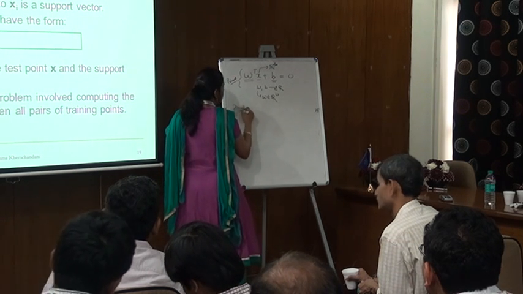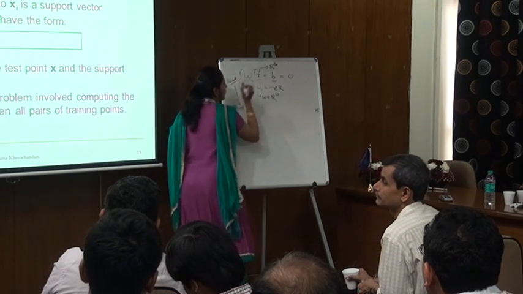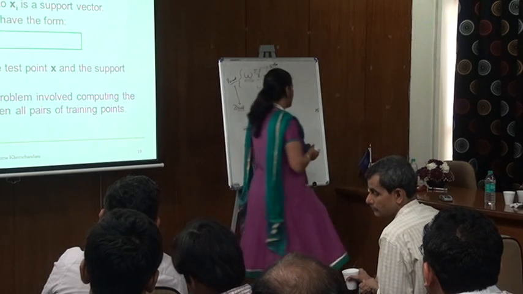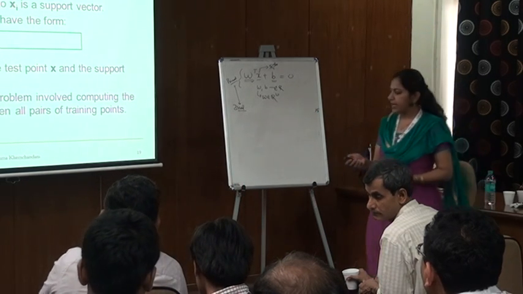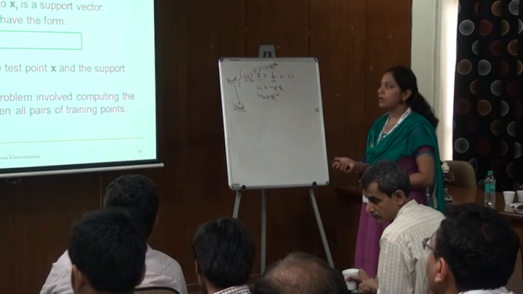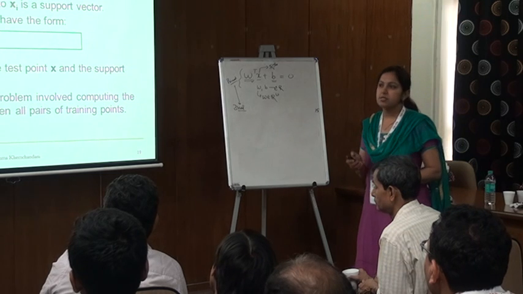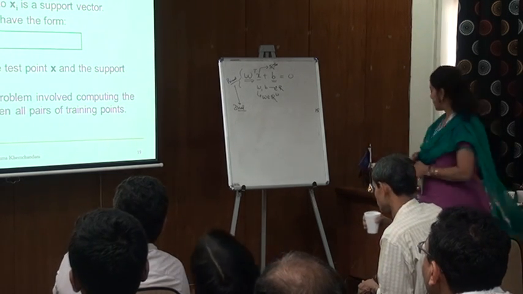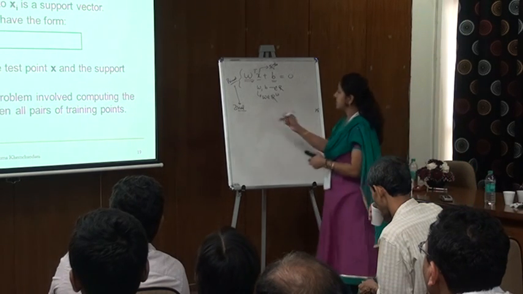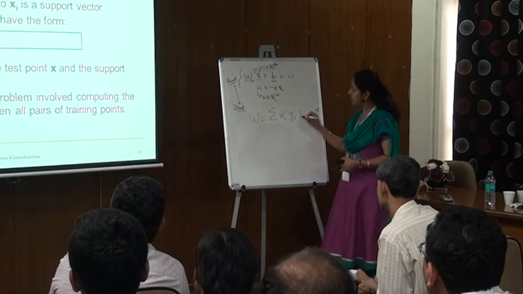Obviously we would like to have some relationship between primal and dual so that we can get hold of the classifier, right? From the KKT condition, what we get is that W is nothing but a linear combination of alpha i, yi and xi. Now you need to concentrate on this point. W is a linear combination of alpha i, yi and xi.